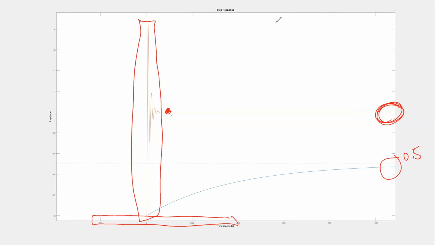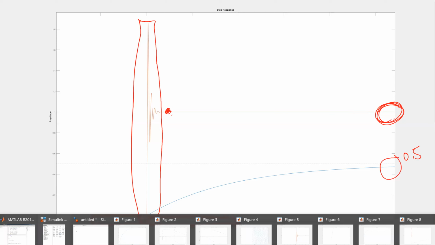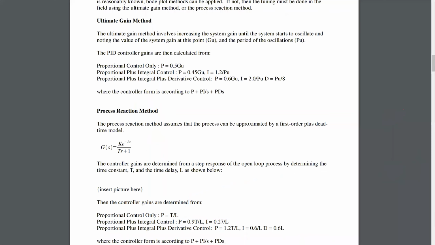And again, if I just go back to the lecture notes here, the ultimate gain method requires that your system is either first order plus dead time or third order and above. It has to be a system that has a gain margin. Okay, and it's done on the closed loop system. It's experimentally done on the closed loop system in the plant, or you can look at the open loop Bode plot.